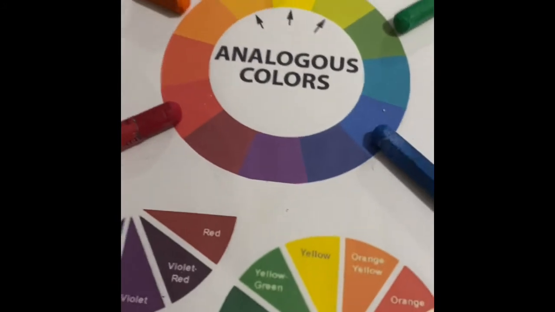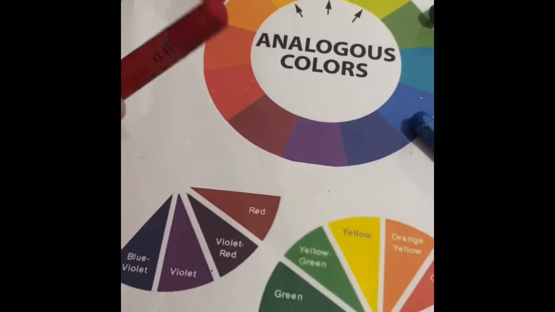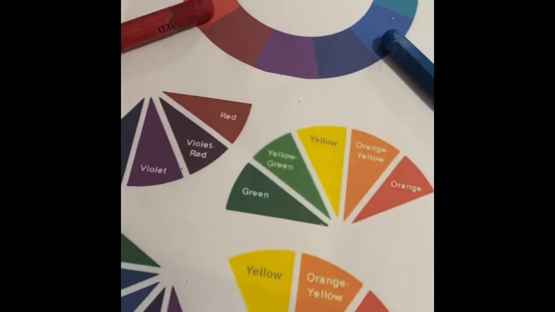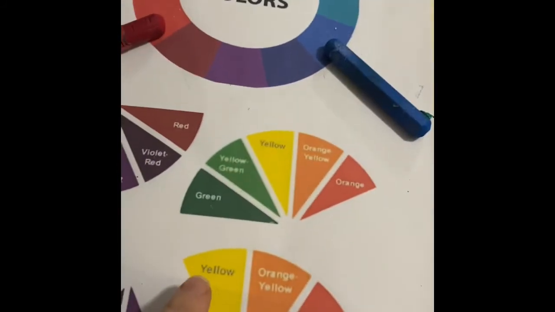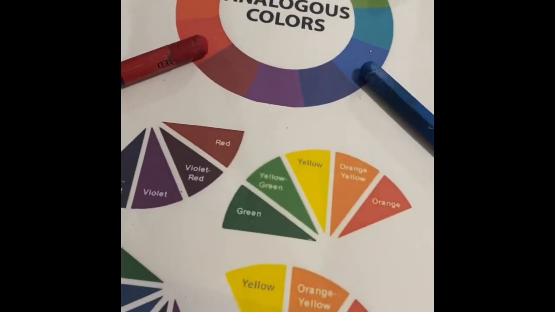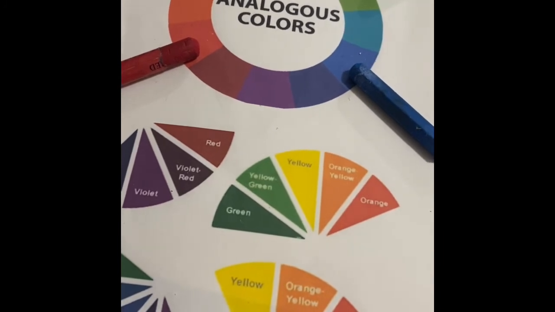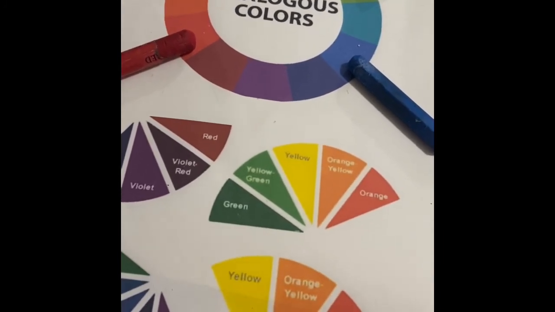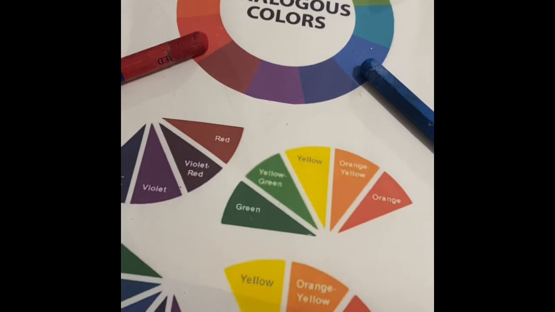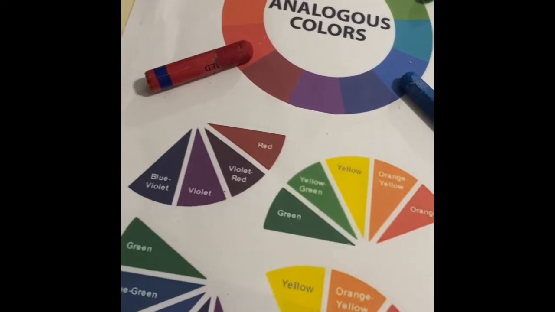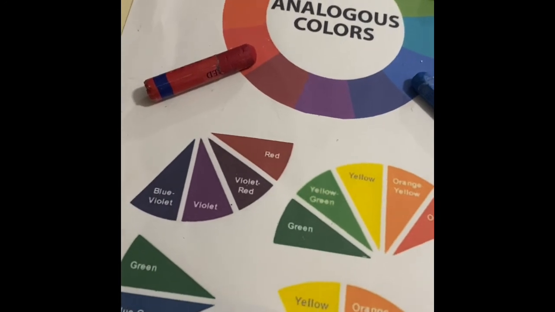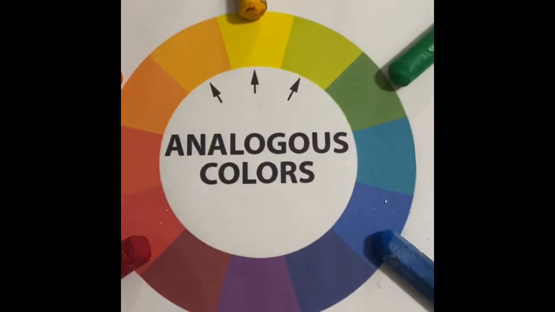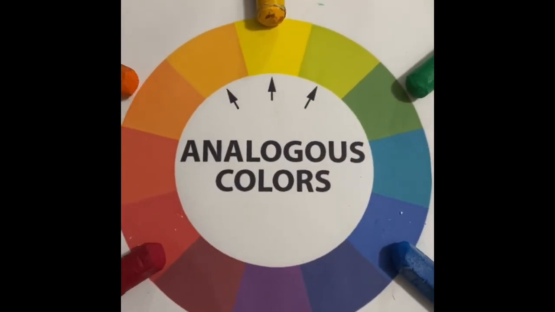If you chose to do red, then you could either pick this section of colours, or you could maybe choose this section of colours. That would be up to you. You definitely wouldn't be using this section of colours. So that is how we're going to be using analogous colours this week.